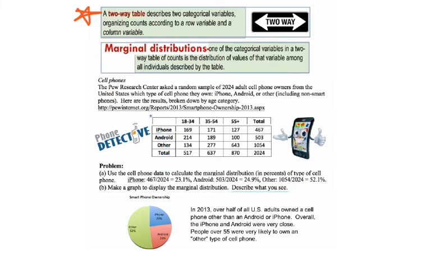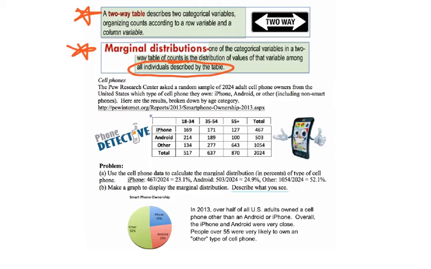All right, marginal distribution. One of the categorical variables in a two-way table of counts is the distribution of values of that variable among all individuals described by the table. So here's what makes it marginal. Okay, so let's take a look at this.